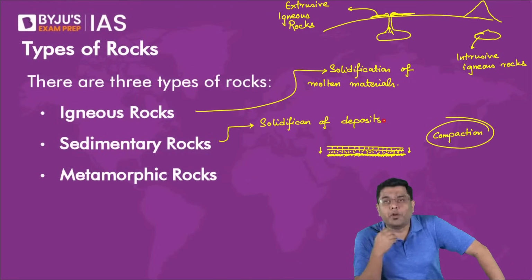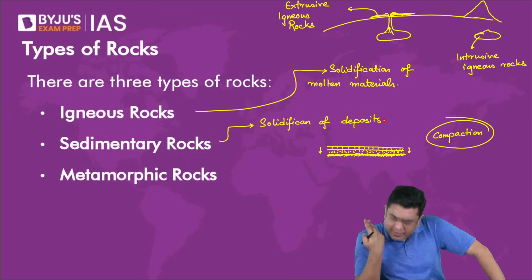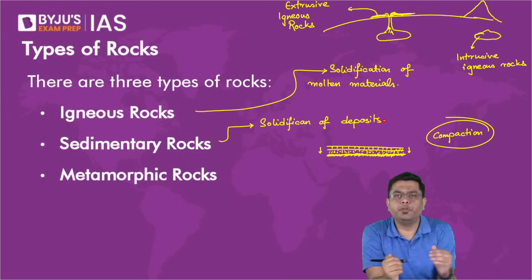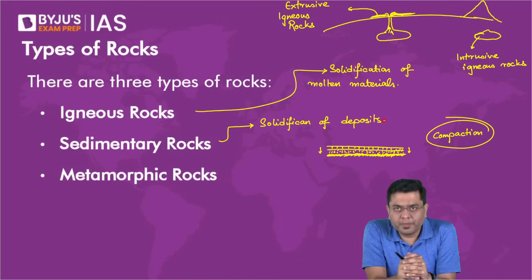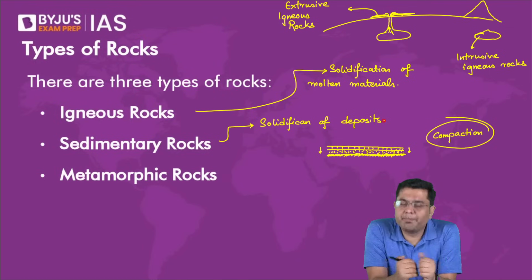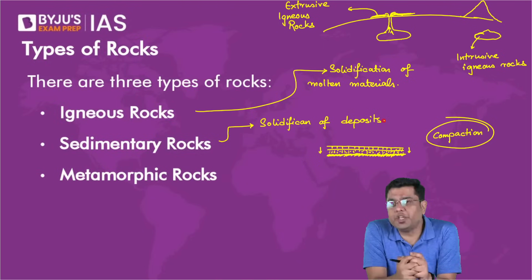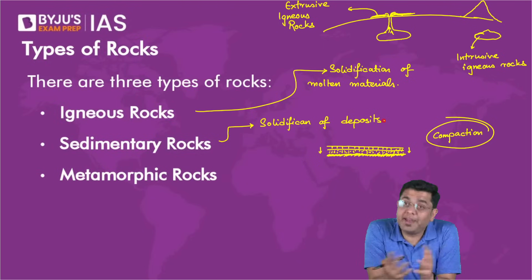Then what do we mean by metamorphic? Metamorphic is derived from the term metamorphose. Even if you don't know the meaning of metamorphose, what do we understand by metamorphose? Where you change the shape, the characteristic, the very nature. So when any existing rock type is exposed to very high temperature or very high pressure, the particles, the molecules, they change their state, they change their shape, and that is how they change their characteristic. And that is how eventually you have the metamorphic rock.